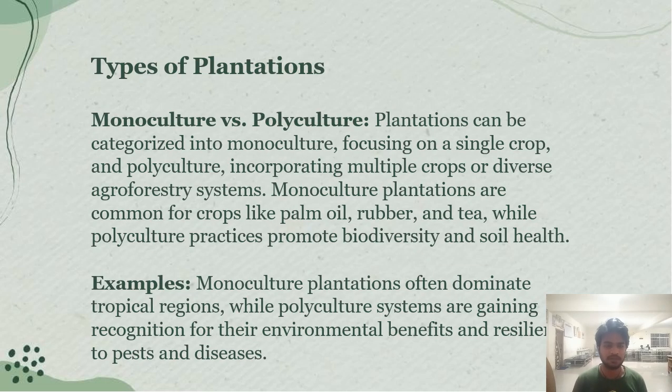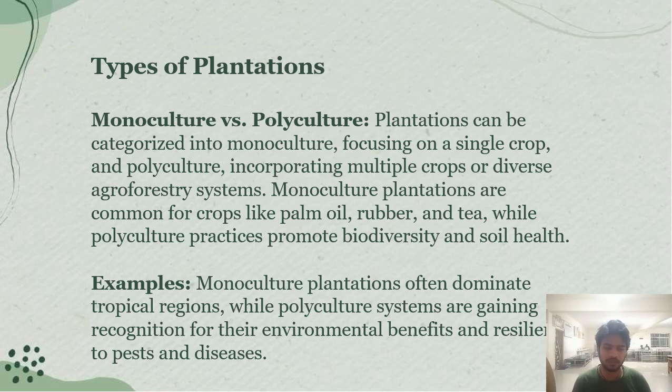Types of plantations: monoculture versus polyculture. Plantations can be categorized into monoculture, focusing on a single crop, and polyculture, incorporating multiple crops or diverse agroforestry systems. Monoculture plantations are common for crops like palm oil, rubber, and tea, while polyculture practices promote biodiversity and soil health.